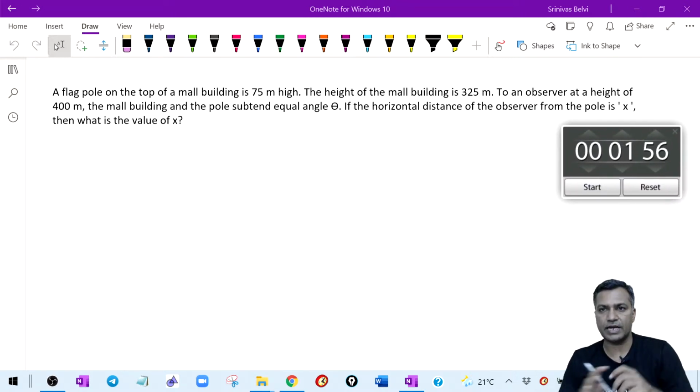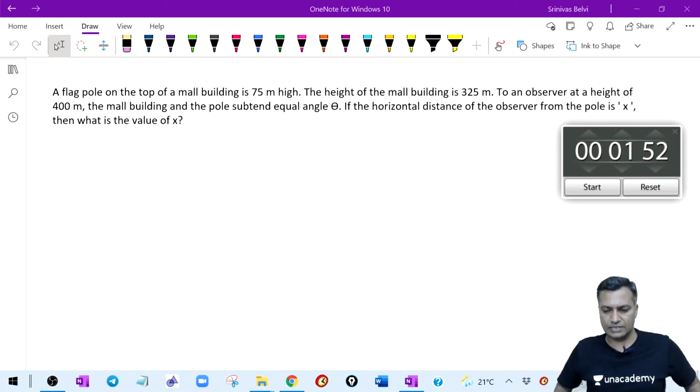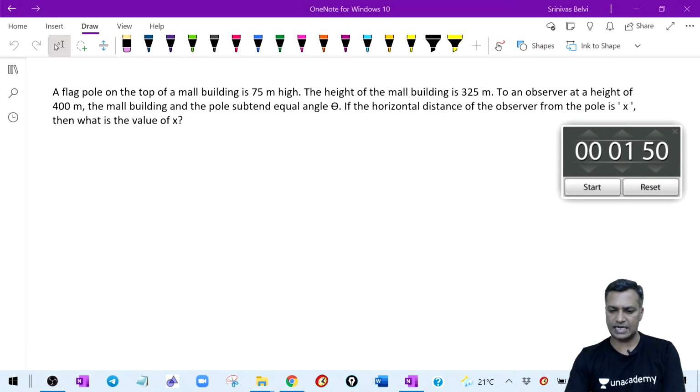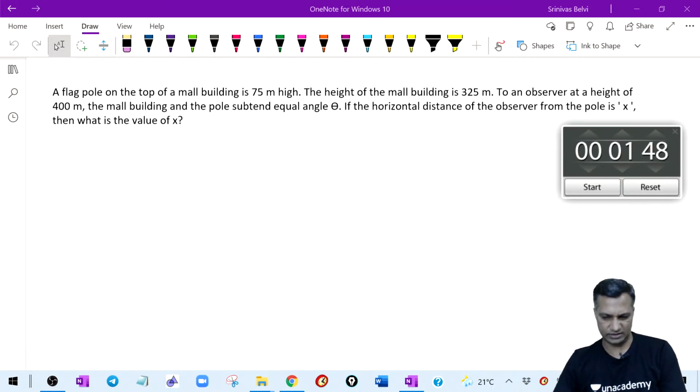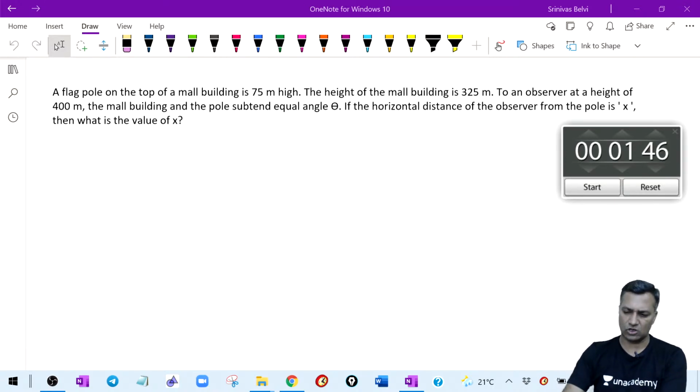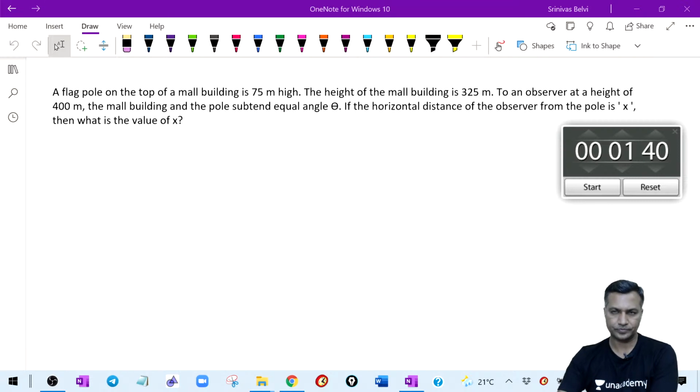All these are from CAT, XAT or IIFT as it is. In fact, this is an IIFT question as it is. Similar kinds of questions came in CAT and XAT. If you look at the last 20 years of papers, all are the same type of questions. Just the numbers keep changing, scenarios keep changing, the logic remains the same.